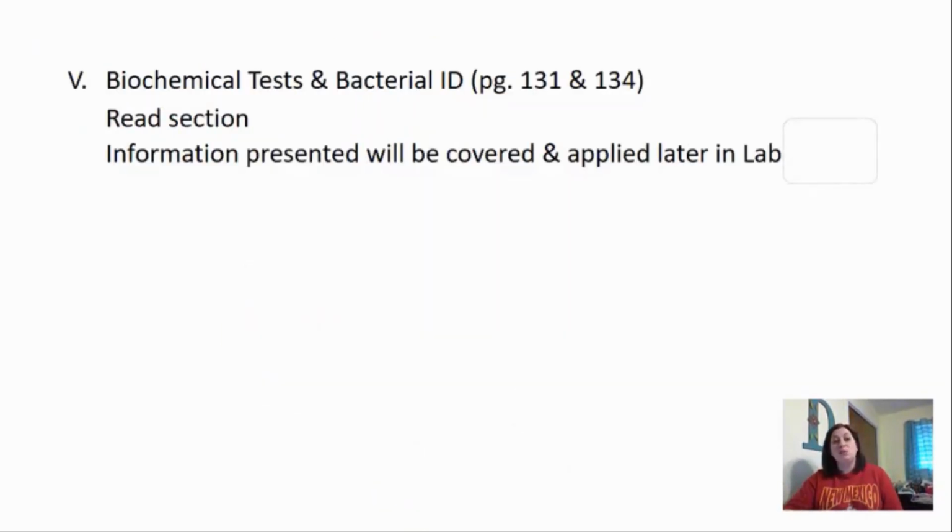Now guys, please read the section on the biochemical tests and the bacterial IDs. This information will be presented later in one of your labs. I believe it is lab 9. But one thing to note is that you should read over this because there are different chemical reactions, and different biochemical tests we could do to potentially see what organisms we're dealing with.